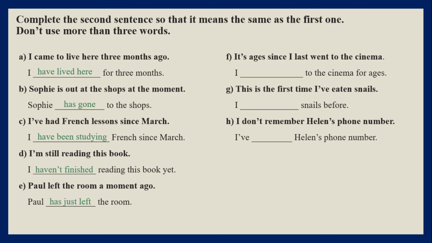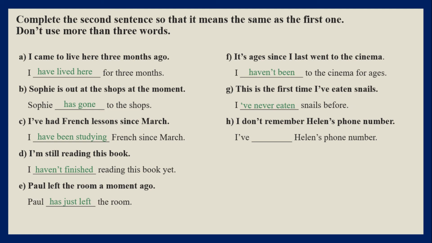F. It's ages since I last went to the cinema. I haven't been to the cinema for ages. Again, both of the sentences have the same timeline. G. This is the first time I've eaten snails. Or you could say I've never eaten snails before, using present perfect with never to describe your experience, or a lack of experience for that matter.